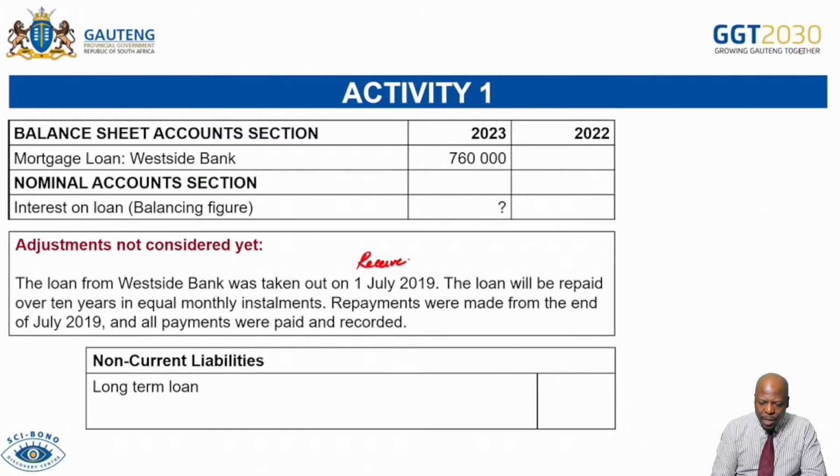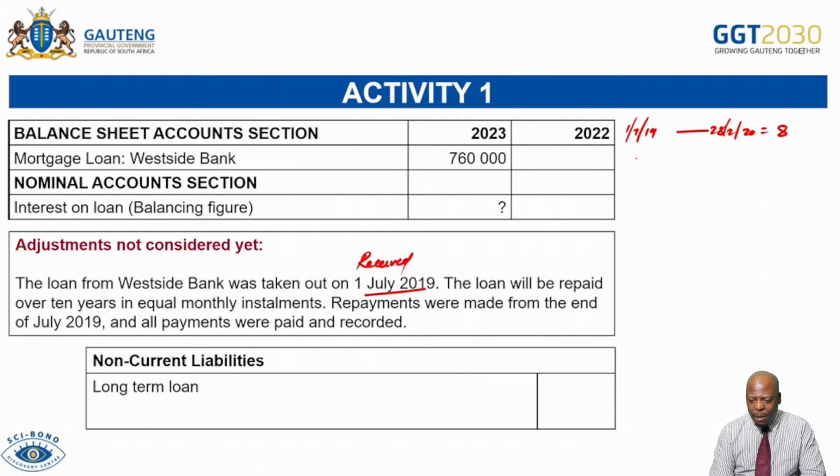So the loan was received on the 1st of July in the year 2019. So we'll say from the 1st of July 2019, and every year the year ends on 28 February. So it's going to end on 28 February. That is now the year 2020. How many months is that? So you're going to count from here to there. You're going to get your 8 months here.